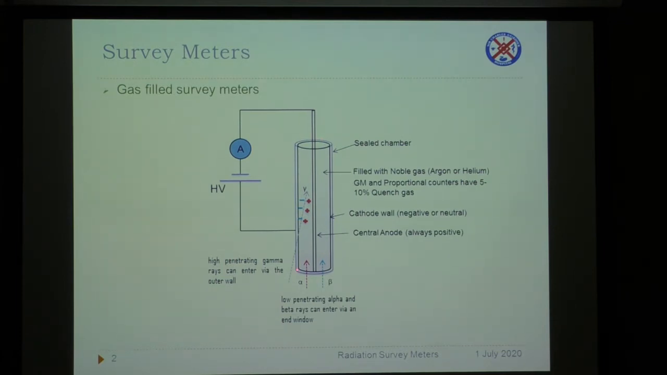It's generally a thick wall, so that's why alpha and beta radiation can't get through, because you generally have either high or low pressure in your GM tube, in your survey meter. So it's sealed, filled with a noble gas, either argon or helium are the most likely, and both GM and proportional counters have quench gas, which helps with stopping avalanches. So when the ionization happens, they have such a high voltage that one ionization causes multiple ionizations, and that creates an avalanche, and the quench gas just helps stop that. So you have an outer cathode wall and a central anode, and the anode is always positive in these survey meters.